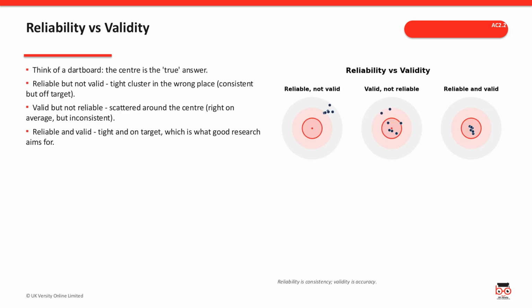A dartboard makes these two ideas click. Imagine the bullseye is the true answer. Darts tightly clustered, but off to one side, are reliable, but not valid, consistent, yet consistently wrong. Darts scattered evenly around the center are valid on average, but not reliable. What good research aims for is tight and on target, both reliable and valid at once.